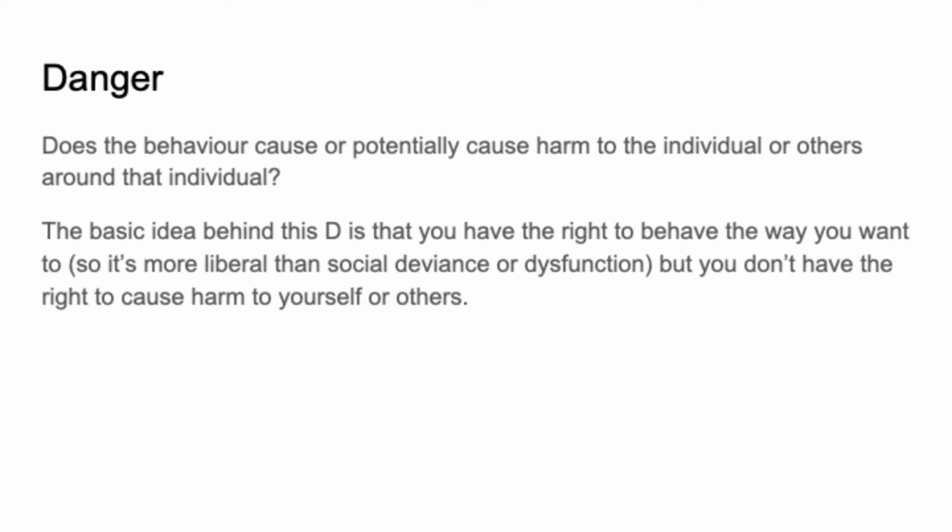And finally, we've got the fourth D, which is danger. In this case, the question you have to ask is, does the behaviour cause or potentially cause harm to the individual or others around that individual? The basic idea behind this D is that you have the right to behave the way you want to, so it's more liberal than social deviance or dysfunction. So in other words, you can do what you like, but you don't have the right to cause harm to yourself or to other people.